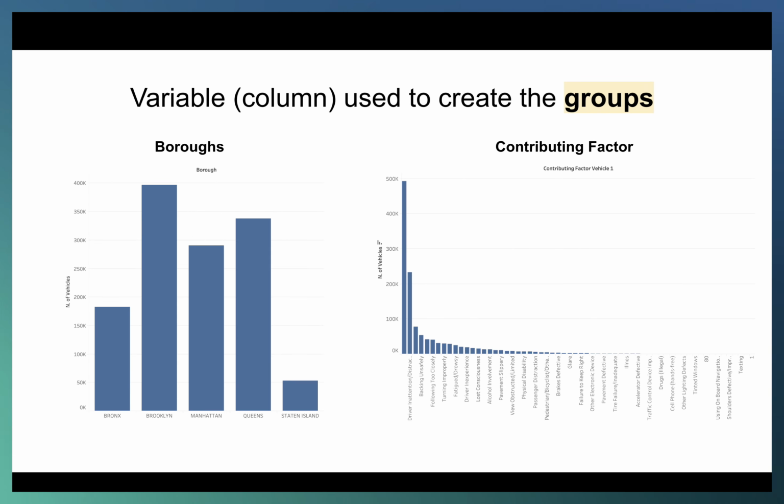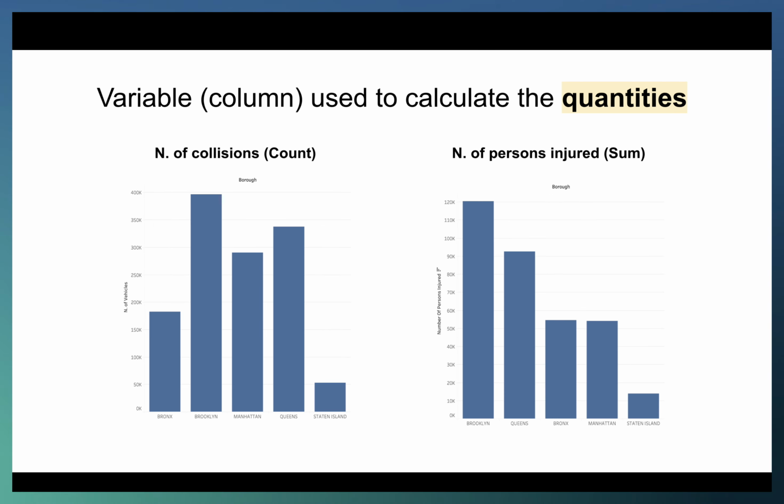So here, for example, we start from the same data set, but we choose two separate different columns to create the groups. The one on the left is the familiar set of boroughs we have just observed. The one on the right is the contributing factor of the collision, which means what contributed to the collision. As you can see, we have the same type of graph, but different objects. The second element is which column is used to calculate the quantities. In the previous example, it is just count, so there's no variable or column selected to calculate the quantities.